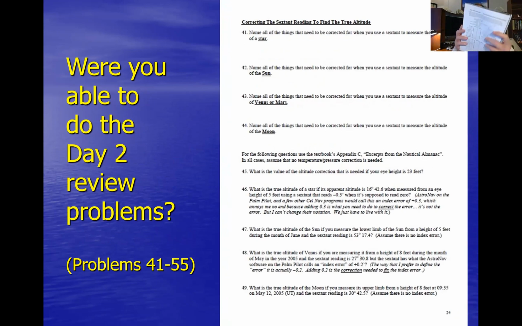Hard to read on the screen there. Let me look it up in the book here. What page is it on? 24, sorry. 24. Okay. And let me get my glasses. Can't read anything without those.